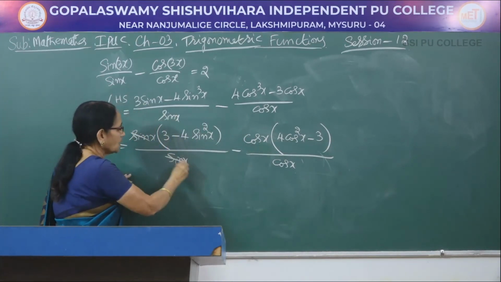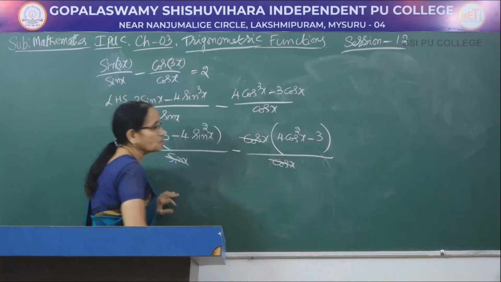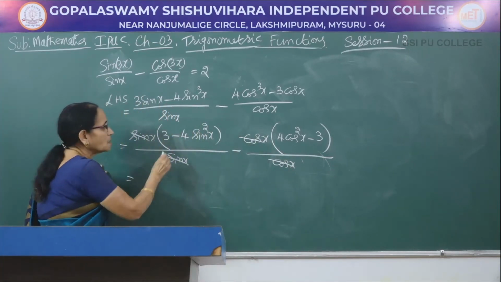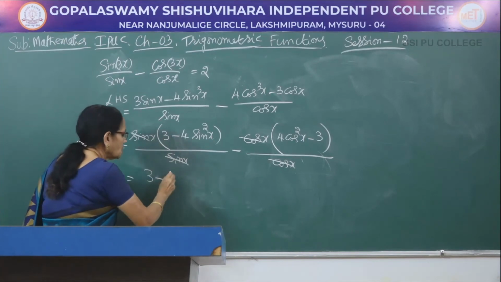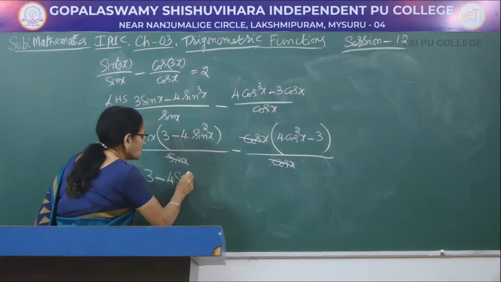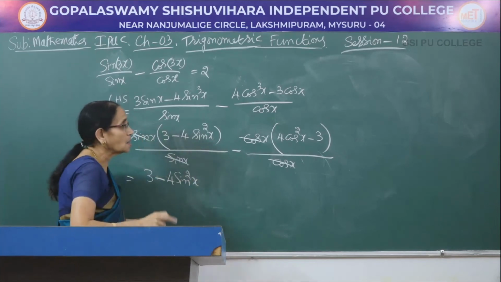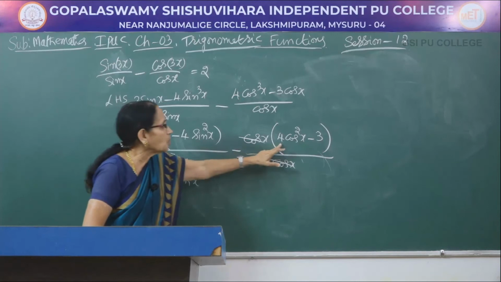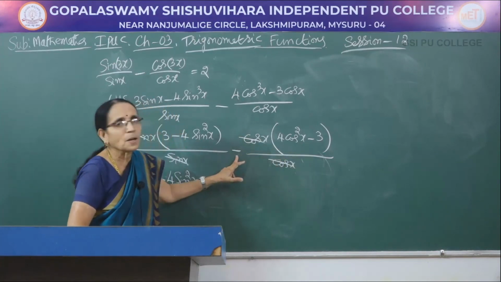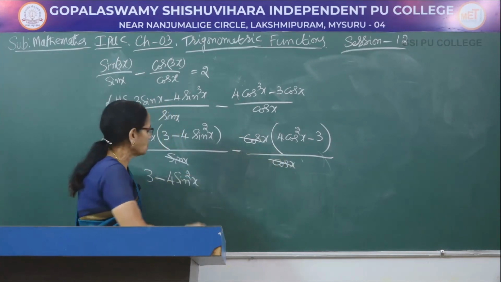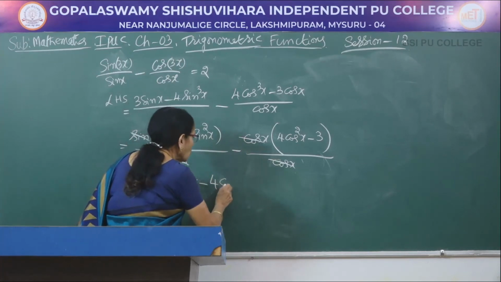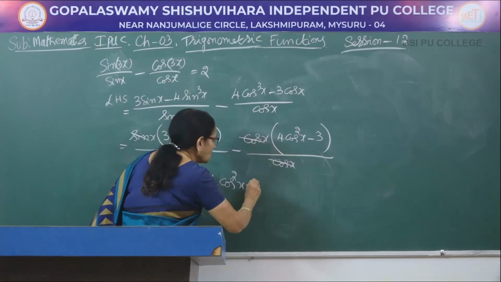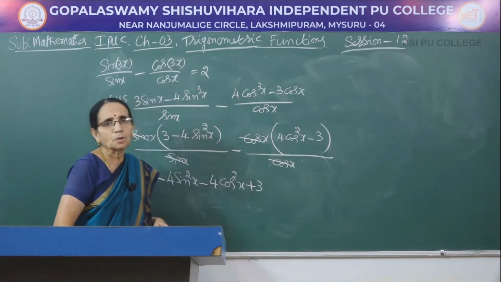So, sin x and sin x, cos x and cos x, they are getting cancelled. Now, let me write the remaining terms. 3 minus 4 times sin square x. Here, be careful. In between we have a minus sign, so both the terms of this should be multiplied by the minus sign. So, it becomes minus 4 cos square x. Now, minus of minus is plus, it is equal to 3.